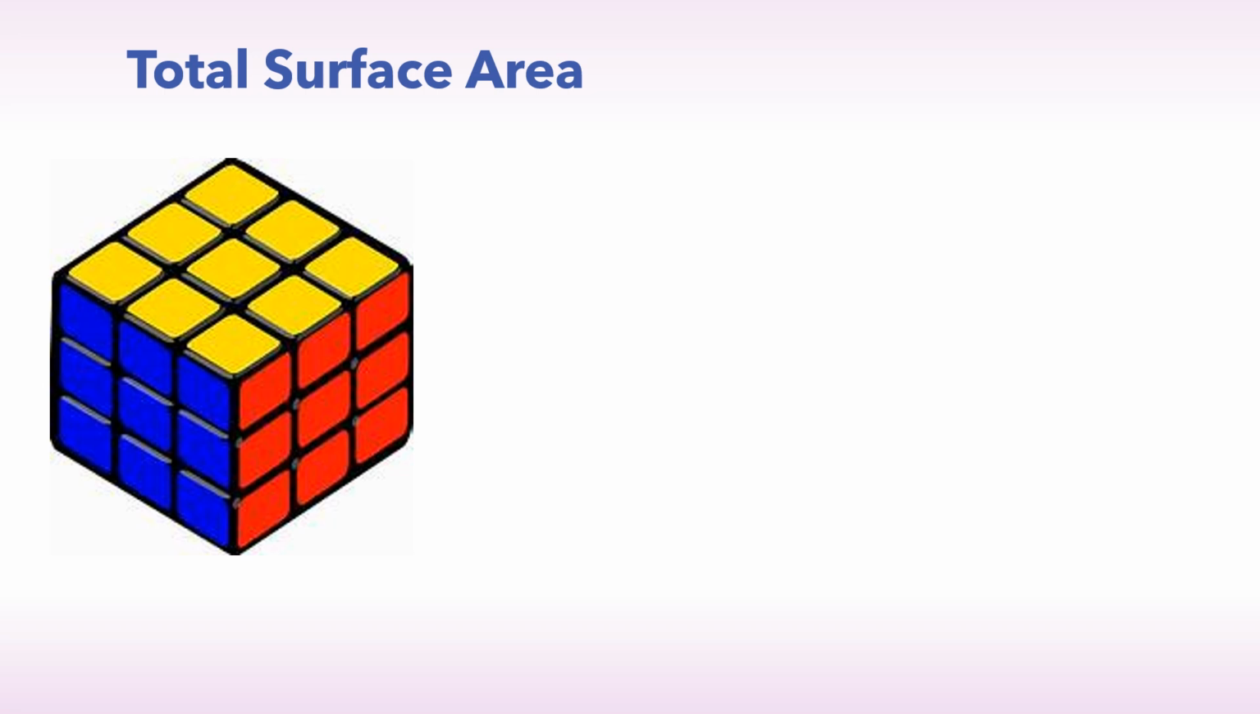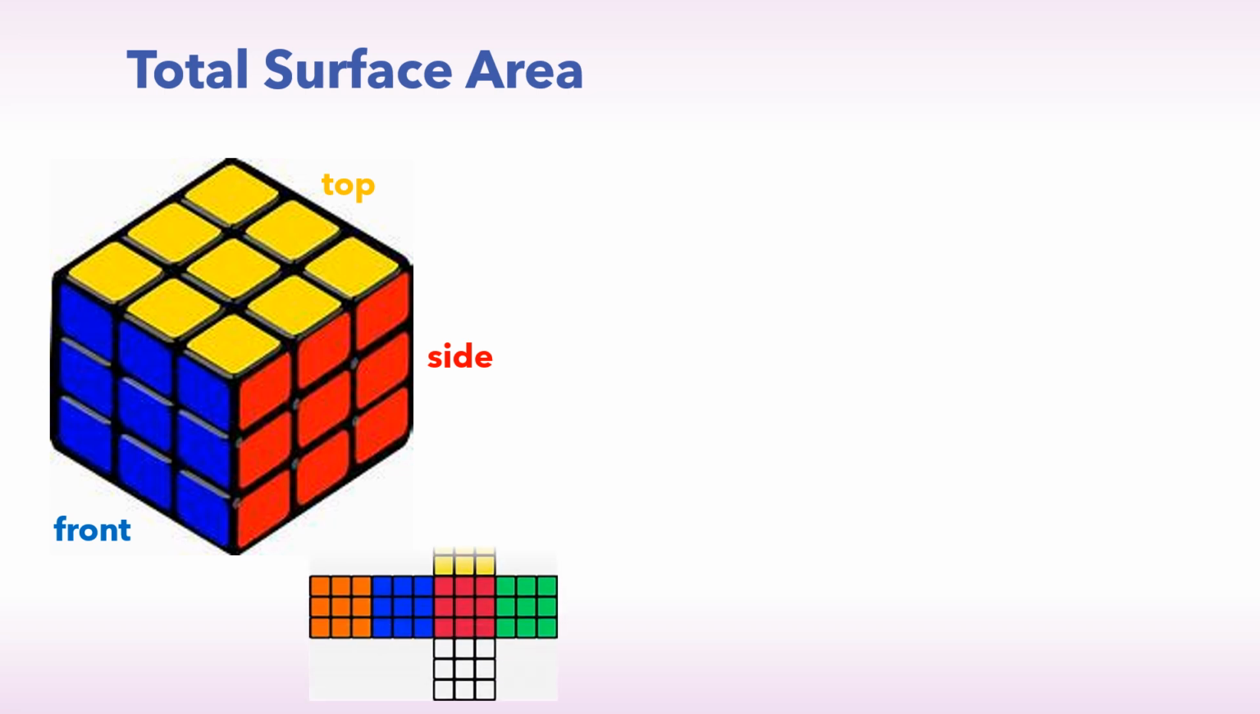So we're going to look at the cube again. Now, when we look at the blue side, that's the front. The yellow side is the top, and the red part is the side. Now, when we're calculating surface area, you must know that there are 6 sides in the cube. You have the front, the top, and the side, but then you also have the bottom, the left side, and also the back.